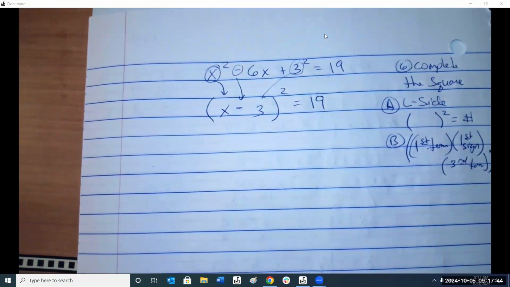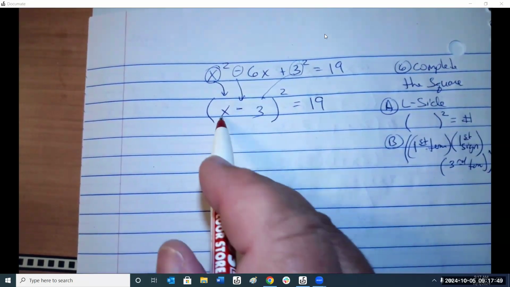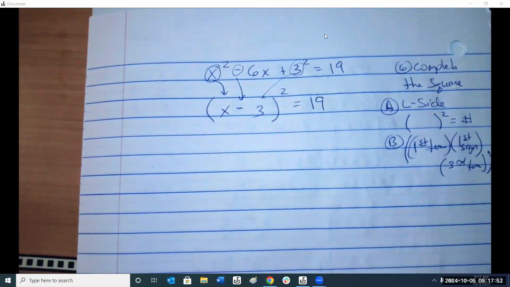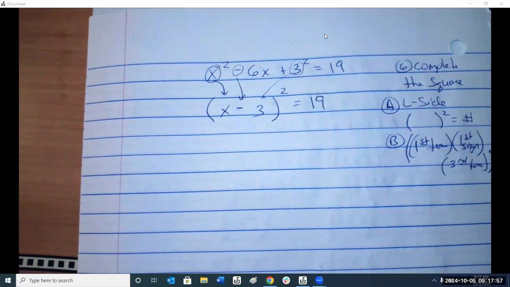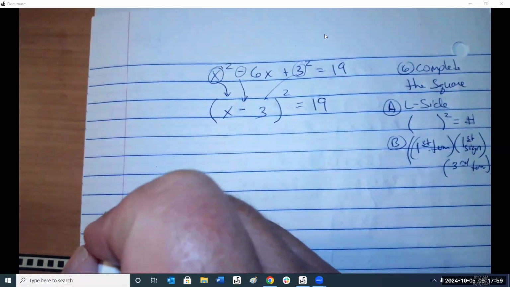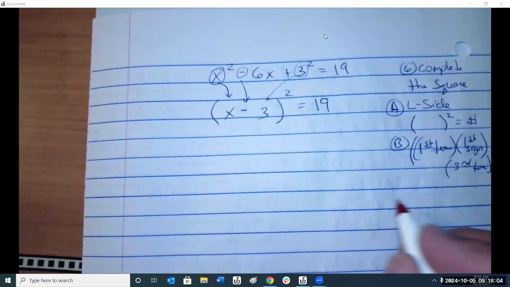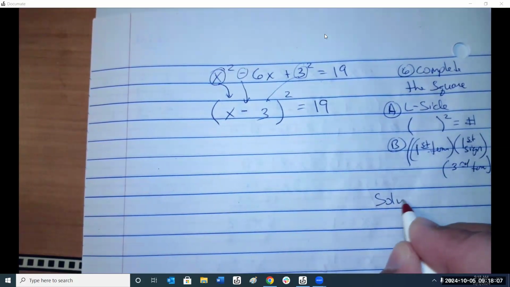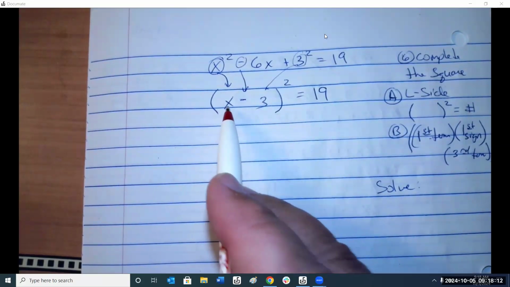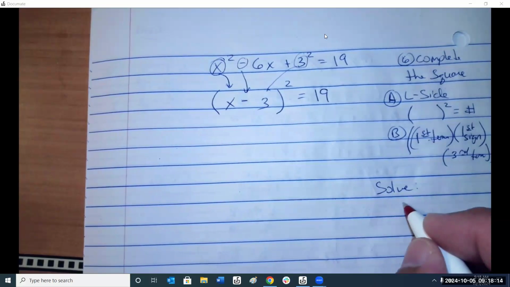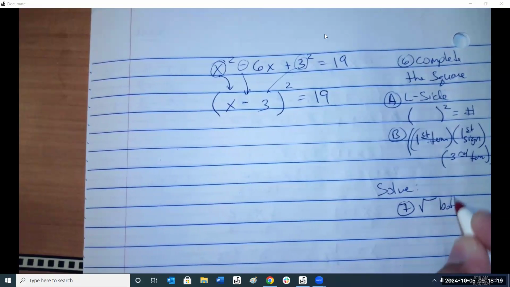Because from this point, we can do one of two things. We can either solve for x, which will give us the x-intercepts, or we can move it over and it'll help us graph it. But since we're looking for the x-intercepts, we want to solve. In other words, we're trying to get to x.